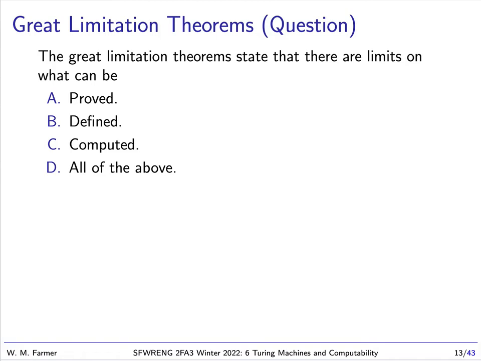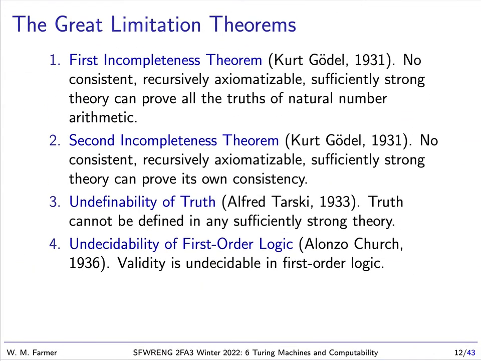Okay, thank you for considering this question. The answer is D, all of the above. If we go back to these four limitation theorems, the first two are about what can be proved, and the third is about what can be defined, and the fourth is about what can be computed.